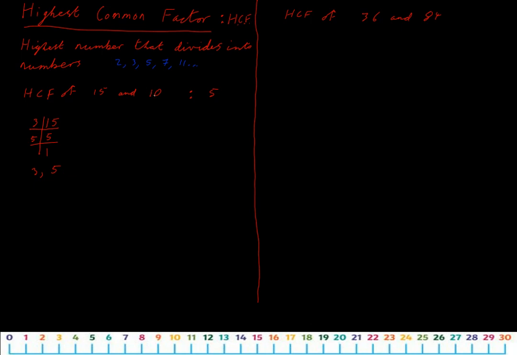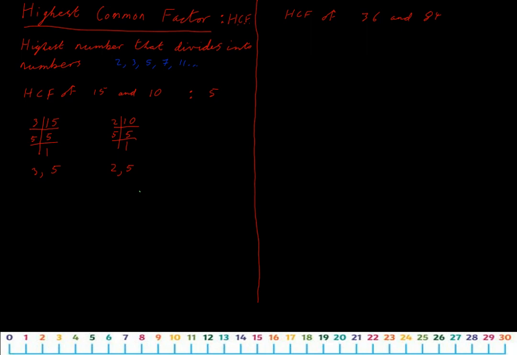Let's go through the same process with 10. So if we have 10, what's the smallest prime number that divides into 10? The smallest prime factor is going to be 2. So 10 divided by 2, my apologies, is going to be 5, and then 5 divided by 5 is going to leave me with 1. So I am left then with 2 and 5 as my prime factors of 10.